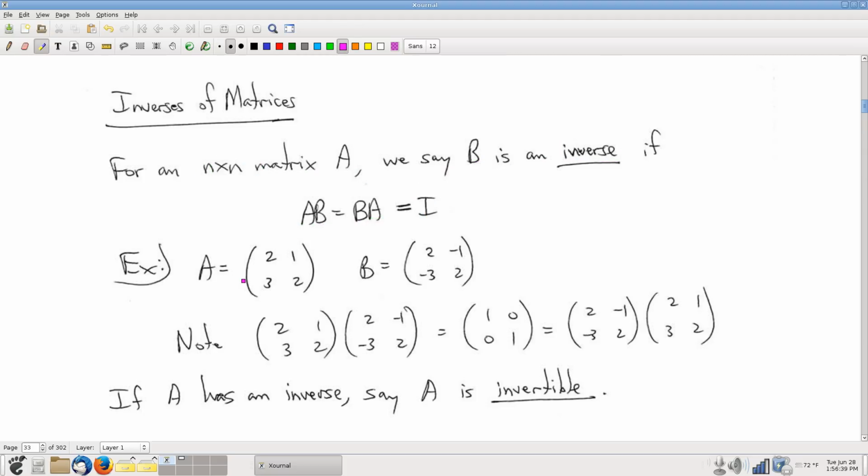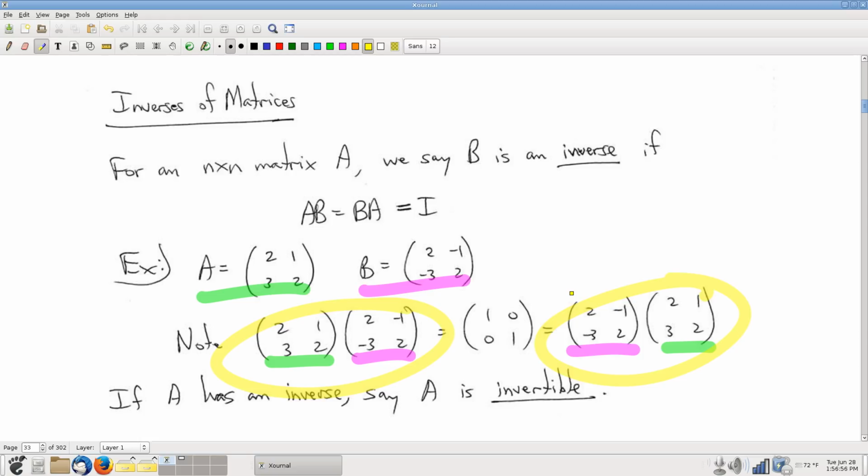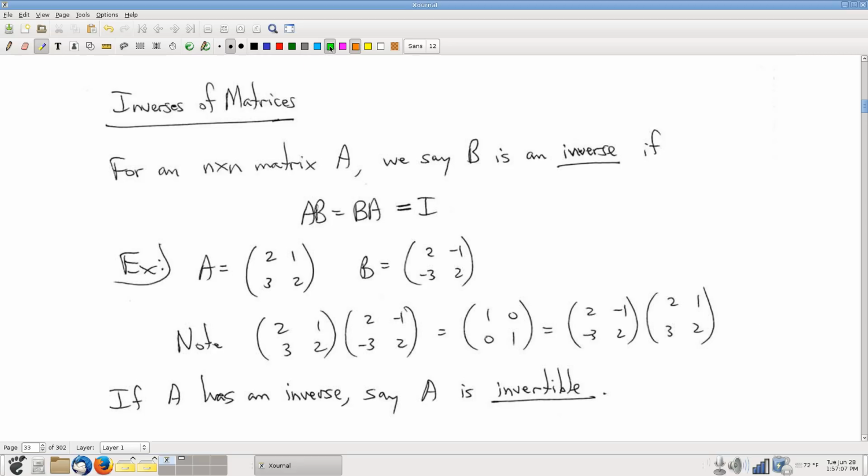Here's an example given this matrix A. This matrix B is an inverse, and you'll notice that A times B in either order, whether B is on the right or whether B is on the left, in either case you do get the identity matrix as the product. Okay. All right, a little bit of terminology. If there is an inverse matrix for matrix A, we say the matrix A is invertible. Natural choice of terminology.